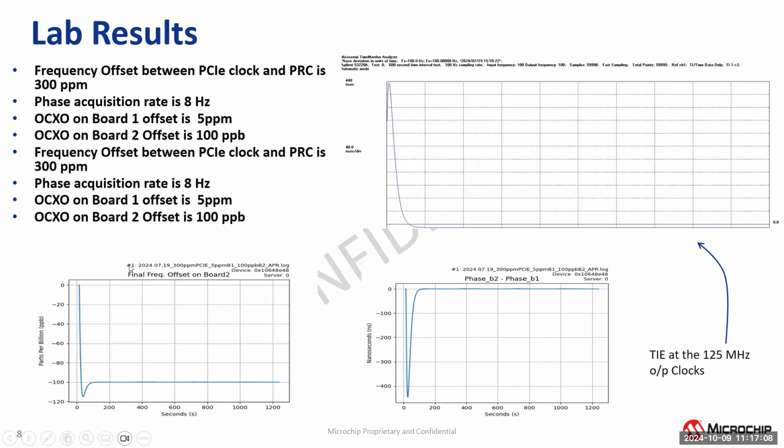And you can see this is the frequency offset on board 2, starting uncorrected, and then our PLL starts working, and then we settle at this negative 100 ppb offset on board 2. And then here is the phase between the two boards. You can see the algorithm.